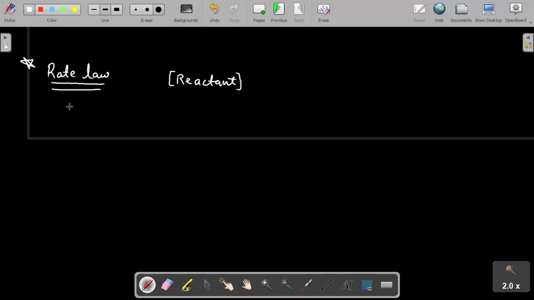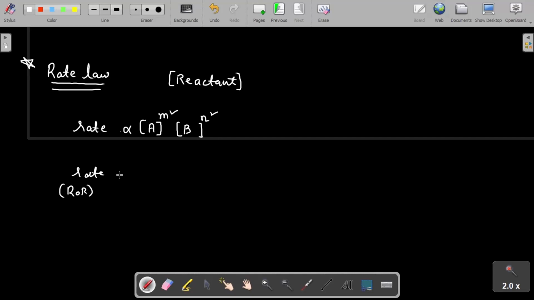The rate law is a mathematical relation. The rate is equal to the product of the concentrations of the reactants raised to some stoichiometric number. Instead of an equal sign, you can say it is proportional. Now, what are m and n? We will discuss later.